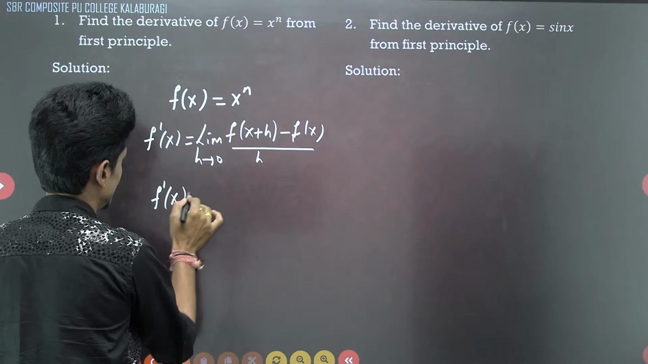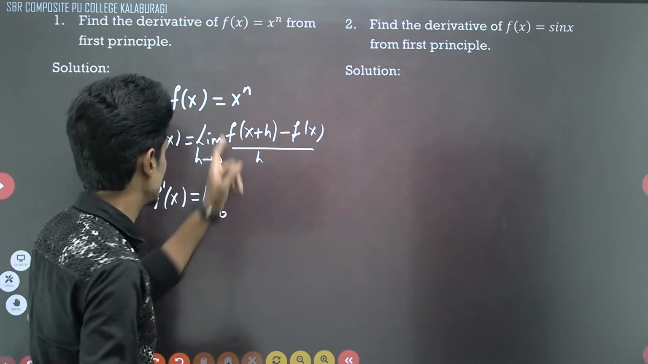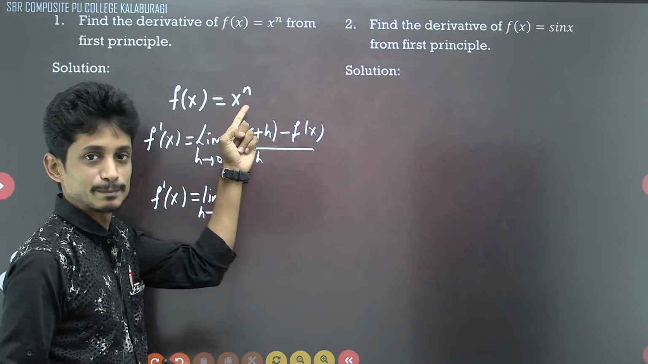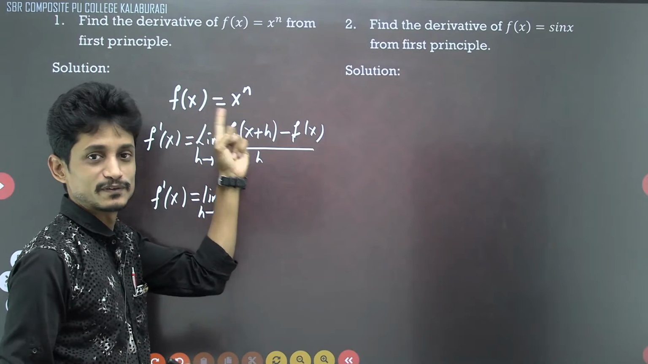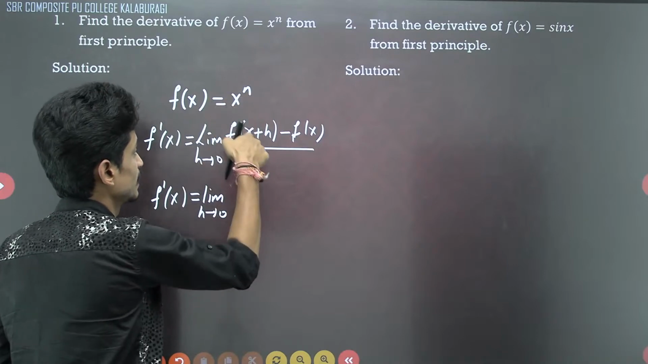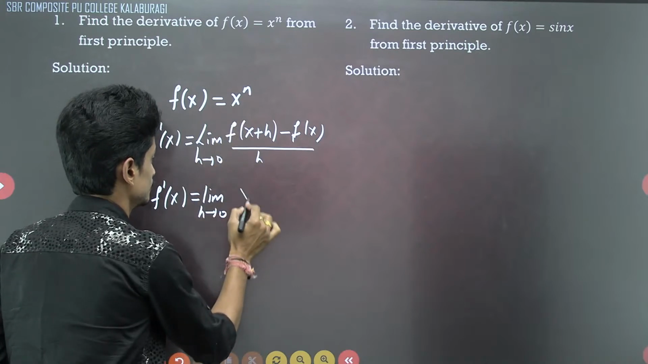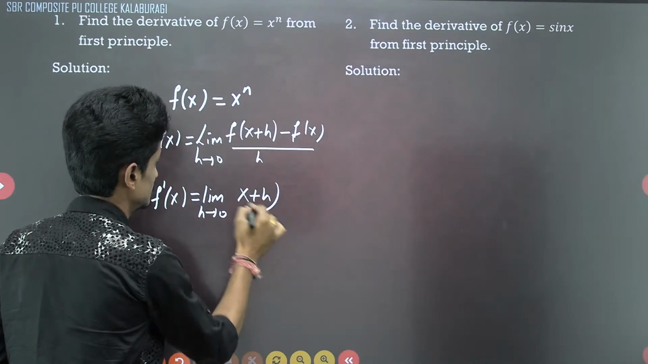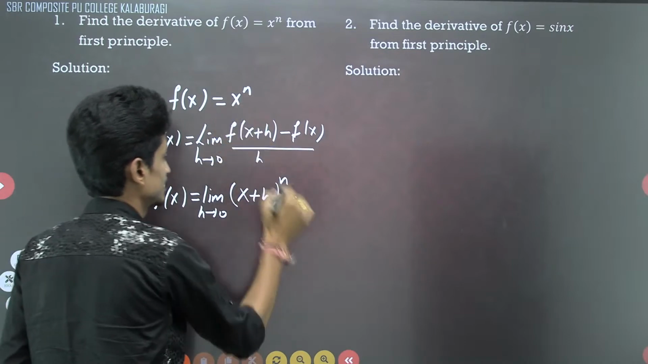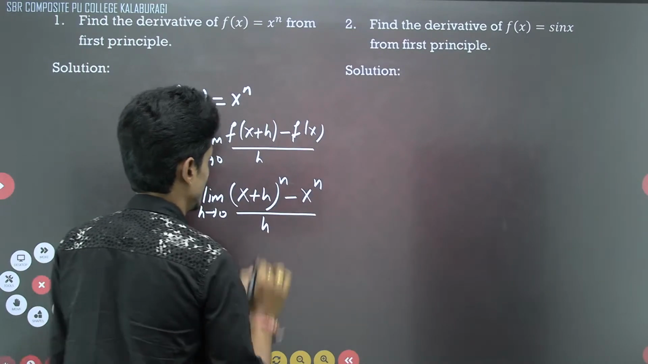f dash of x is equal to limit as h tending to 0. f of x means x power n. f of 1 means 1 power n, f of 2 means 2 power n, f of 3 means 3 power n. f of x plus h means in the place of x, we have to replace x plus h. So (x plus h) whole power n minus f of x, and f of x is as it is, x power n, divided by h.